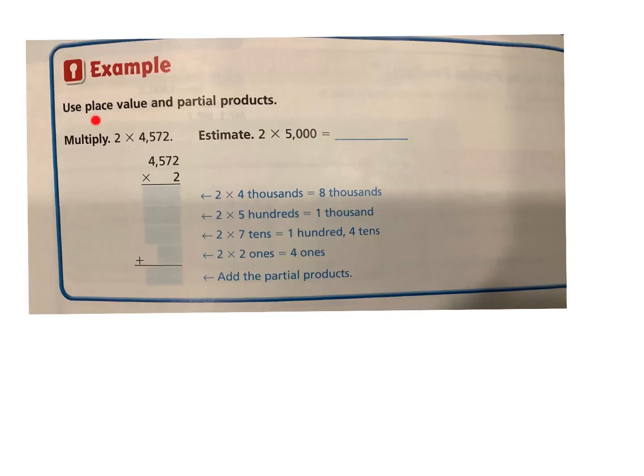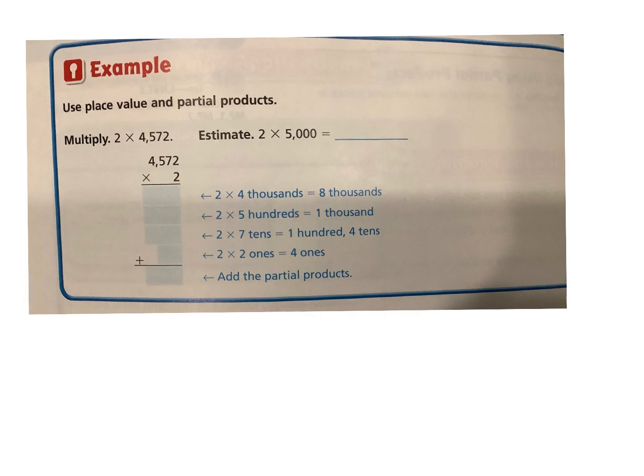Here is another example. We'll use place value and partial products to multiply 2 times 4,572. So we have it set up in the standard way you will eventually multiply it. It will be similar to this. There's a slight change. You'll see why later. But it will be very similar to this. You'll set it up this way.